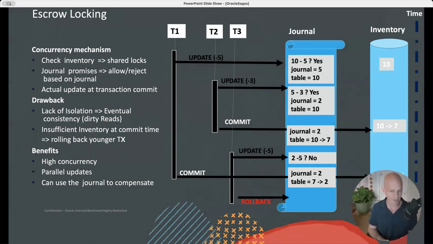Another update comes in, and there's not enough for it, so it is rejected. There aren't 5 in there, there are only 2, so it's rejected by the journal. And then that older T1 transaction comes in, and it's able to get the reservation that it had made before. It's able to get that inventory because that promise had been made to it. Okay. And so we see this high concurrency, but we're able to not deny the older transactions.